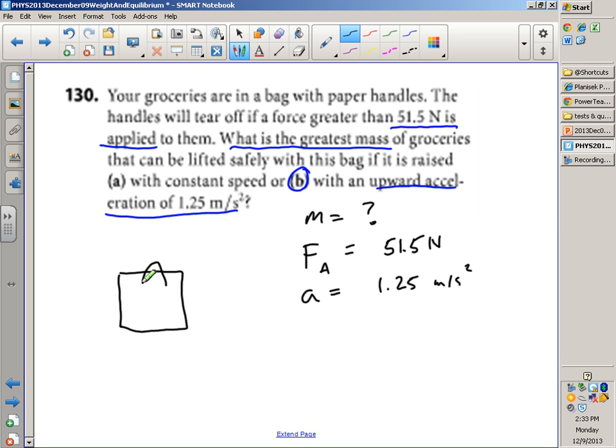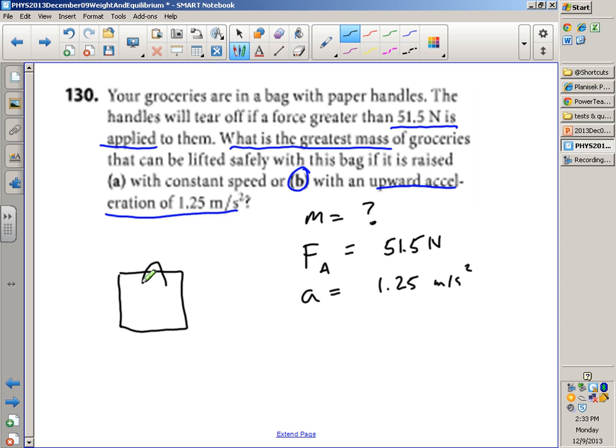So there's my grocery bag, and there's my handles. Forces that are acting on my grocery bag. We've already talked about one, right? What force do we need to draw on here first? Acceleration. Or is it gravity? Let's start with this one that we already labeled here.